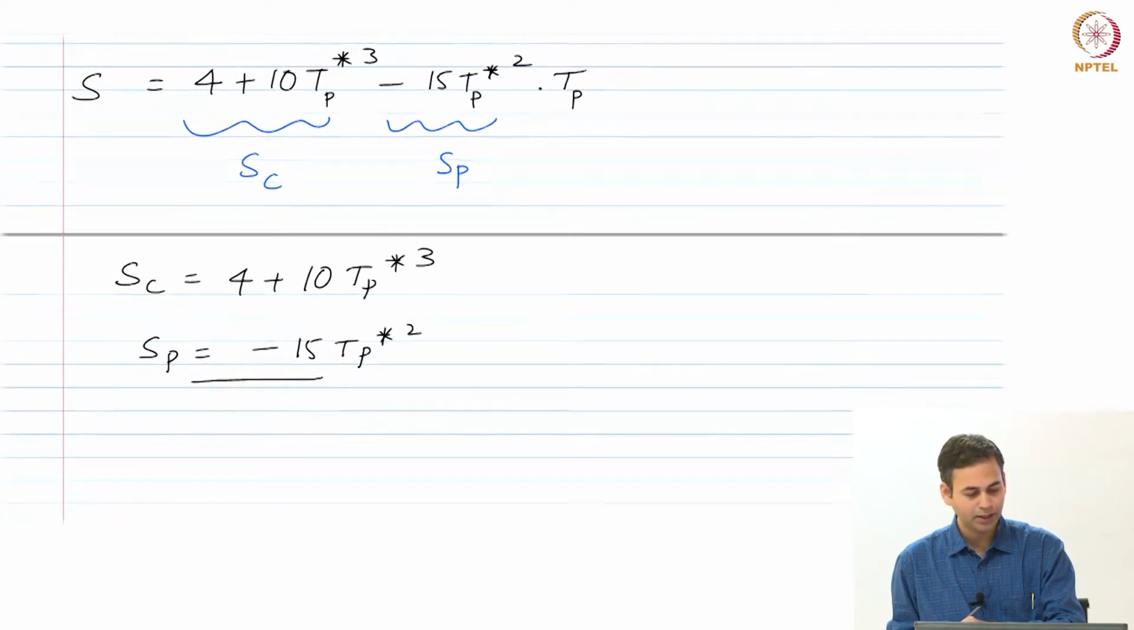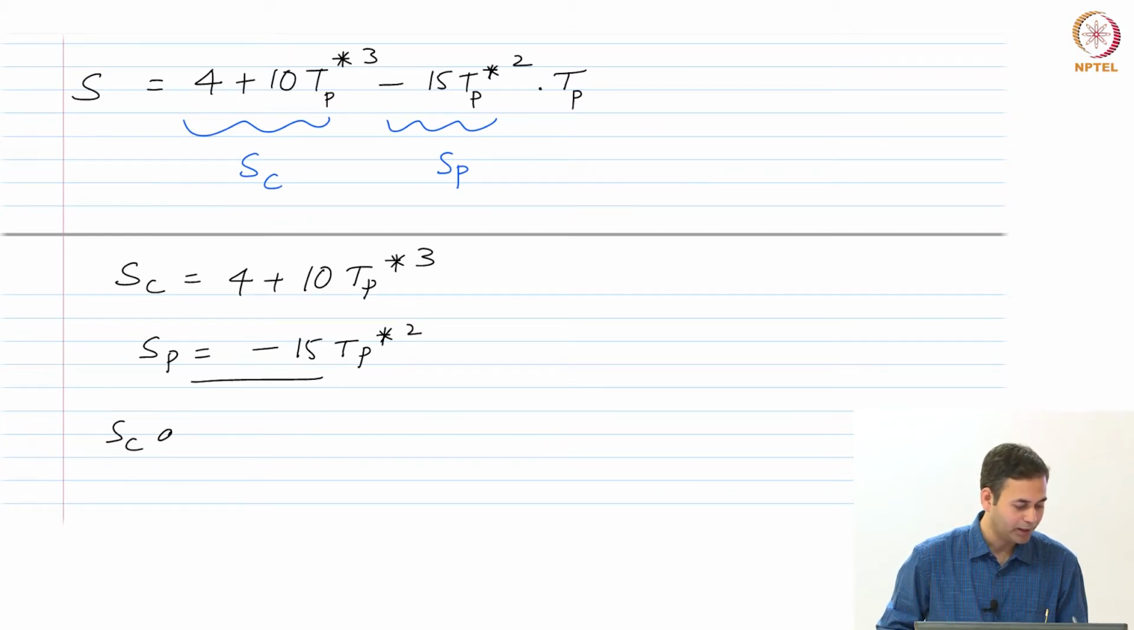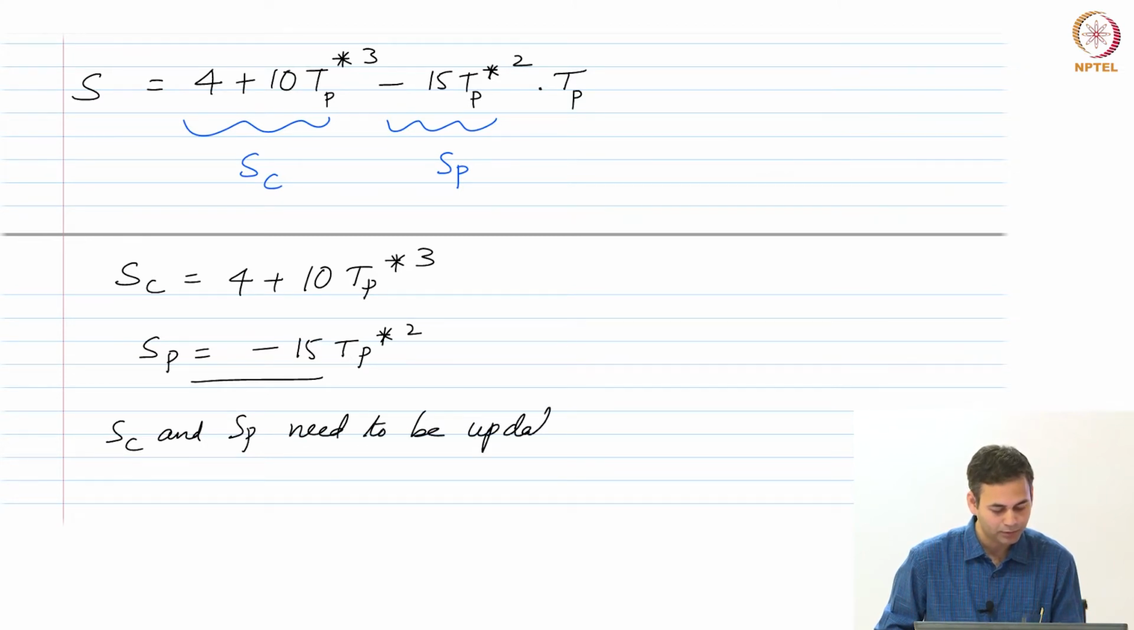Essentially, what we realize now is that SC and SP depend on temperature. That means they depend on the temperature values at every iteration. That means they have to be updated as part of your solution loop. So, we have linearized it, but SC and SP need to be updated with the iterations.